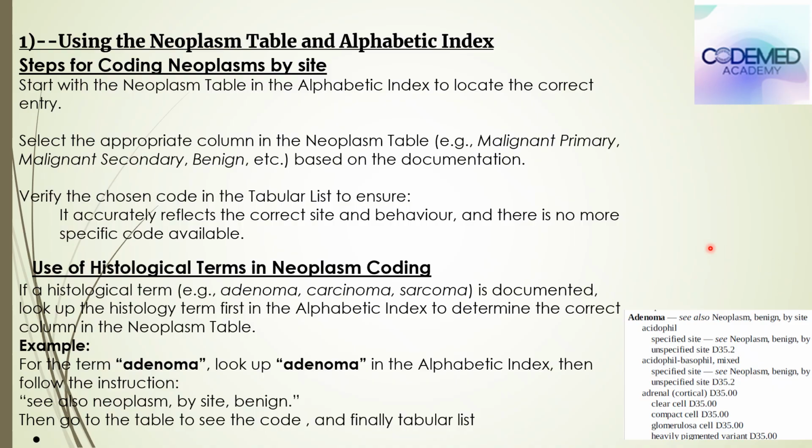Here I get the instruction that I am supposed to go to the neoplasm table, and I got the clue that adenoma is a benign tumor. So if an adenoma of a particular site is given, now I will go to the neoplasm table. I know the site, and then I look into the benign column. Then I'll pick up the code and check the code finally in the tabular list for specificity. This is how I will use the neoplasm table.